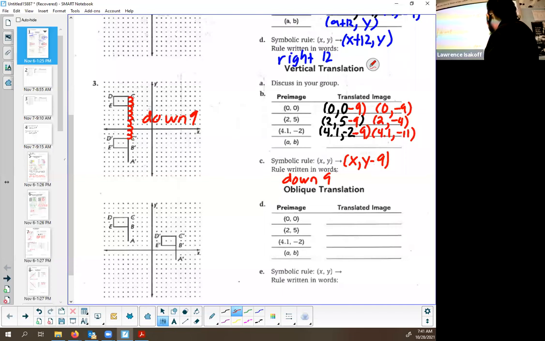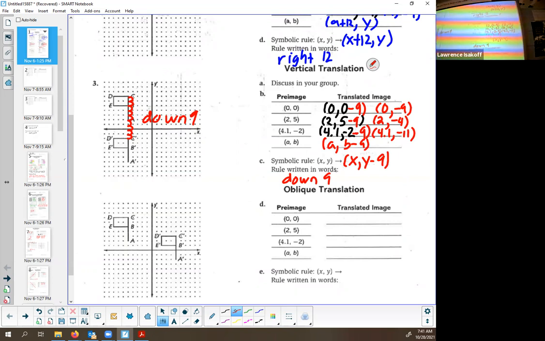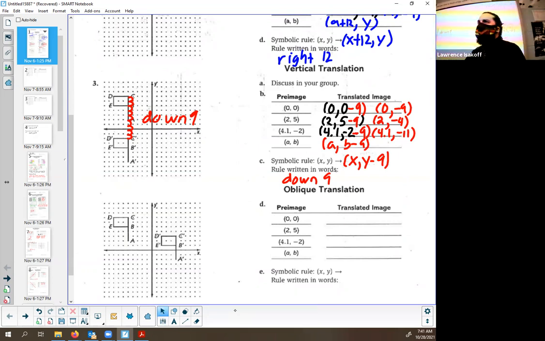And the last one will just be A, comma, B minus 9. Makes sense, right? Yeah. I mean, X movement, Y movement's pretty easy. Now we're going to move on an angle. At first, this may seem tricky, but we've known for a while every point has an X component and a Y component, right?